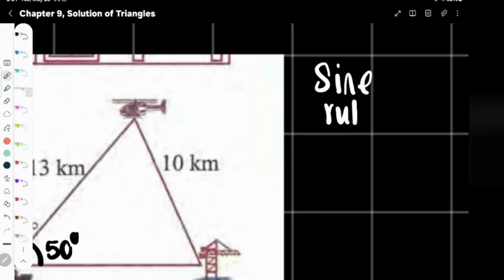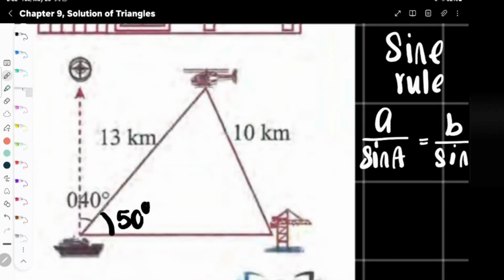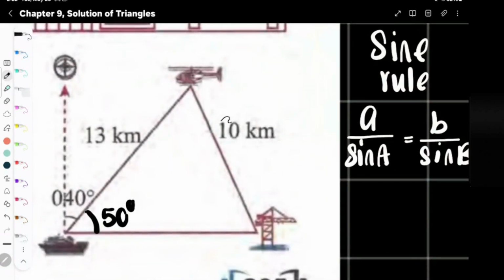Can we use the sine rule here? The sine rule states that a over sine A equals b over sine B. Can we use it? We can. You know why? Because we already have two distances.